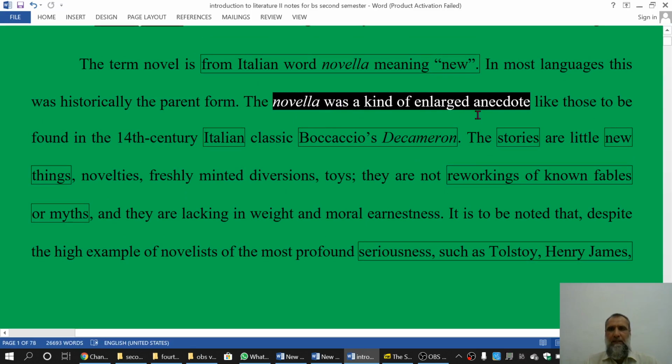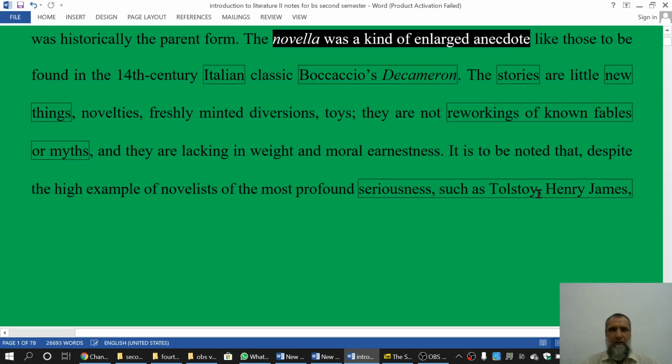The novella was a kind of enlarged anecdote like those to be found in the 14th century Italian classic Boccaccio's Decameron. तो ये नवेला एक किस्म का लंबा एनेक्डोट है, जैसे बोकाचियो के डिकामेरन में मिलते हैं आपको स्टोरीज. The stories are little new things, नई चीज़ें हैं. नॉवेल्टीज भी नई को कहते हैं, अजीब को भी कहते हैं. Freshly minted diversions, toys, ये ताज़ा ताज़ा बनाए गए डाइवर्जन्स हैं आपको लुत्फ उठाने के लिए खिलौनों की तरह.